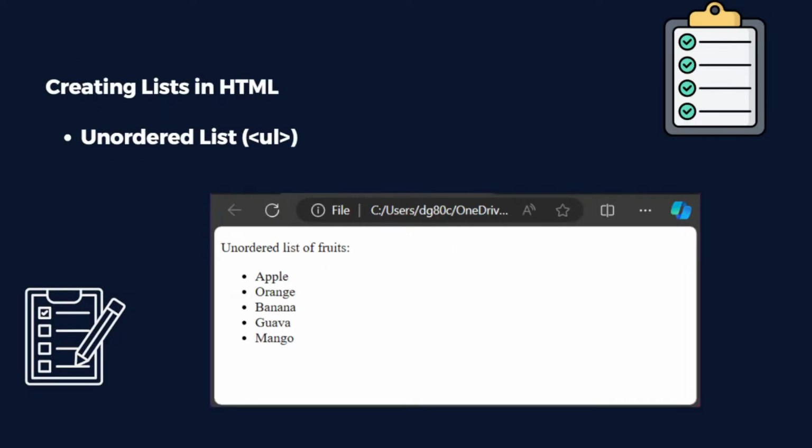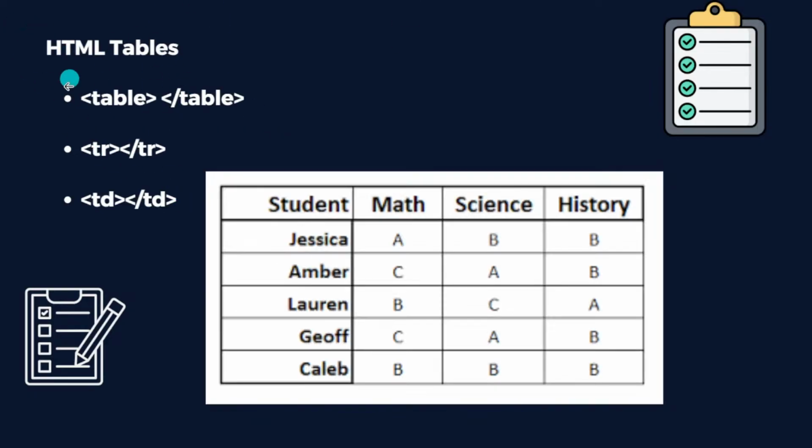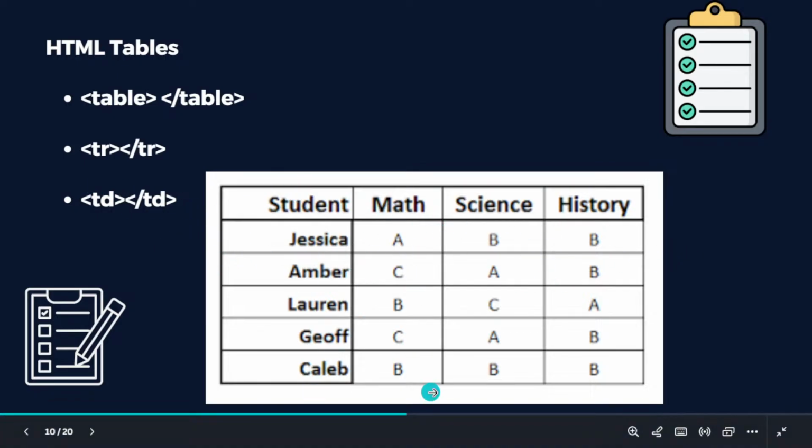And if you want to create a table, it will be based on the table tag. In the table tag we need to mention tr. Tr means table row. Row means these things. And td means column. Tr means row, td means column.